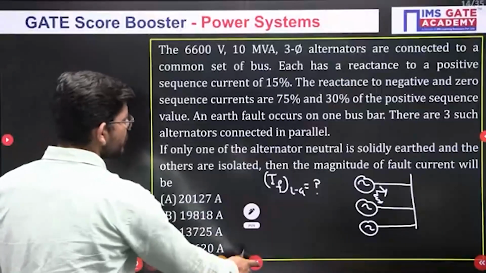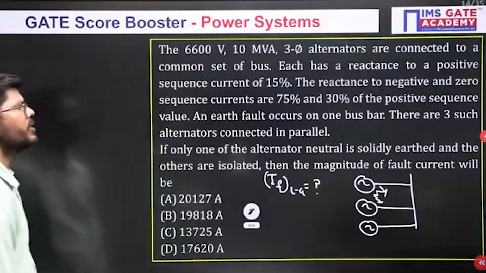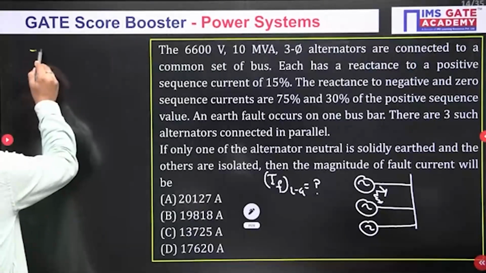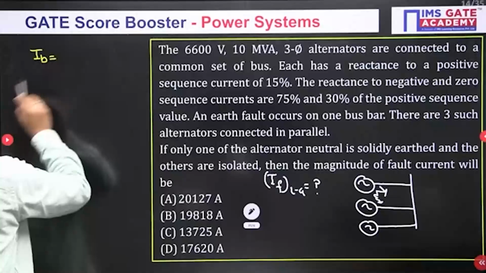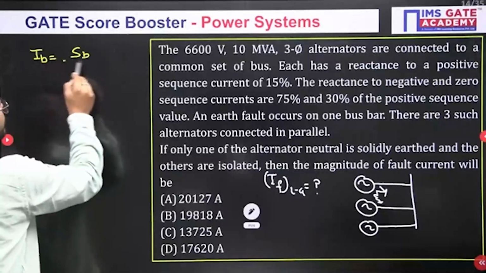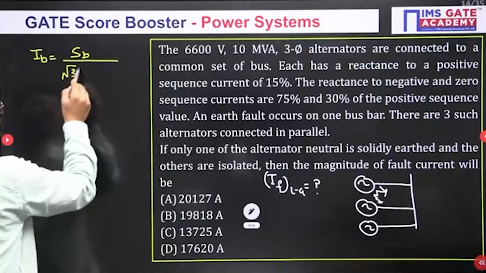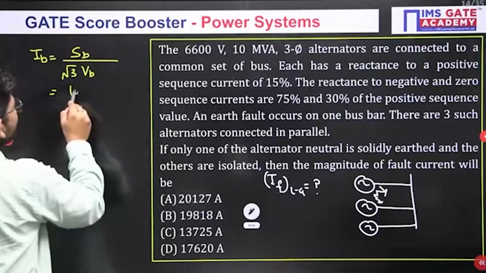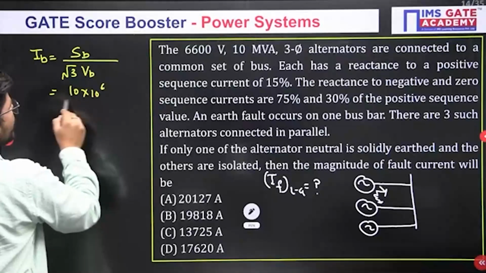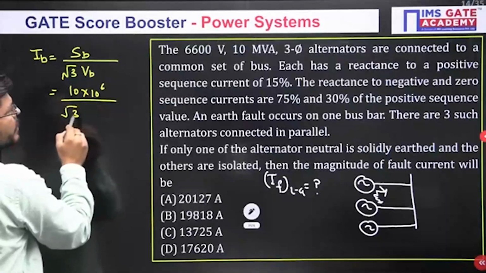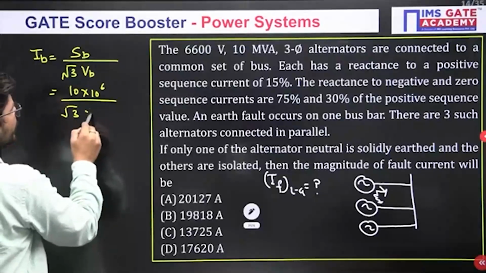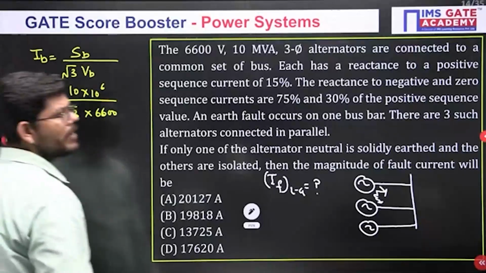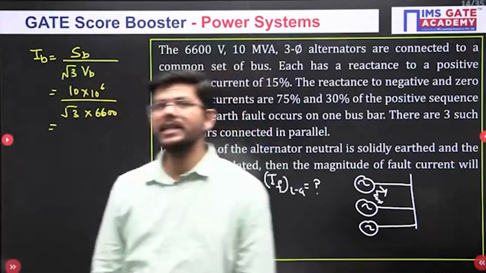So first of all, just see what has been given in this question, and before that, calculate the value of I base. So what will be I base? It will be equal to S base upon root 3 into V base. How much is S base? 10 MVA. Okay, divided by root 3, how much is V base? 6600. Okay, so now when you solve this equation, you get an answer.